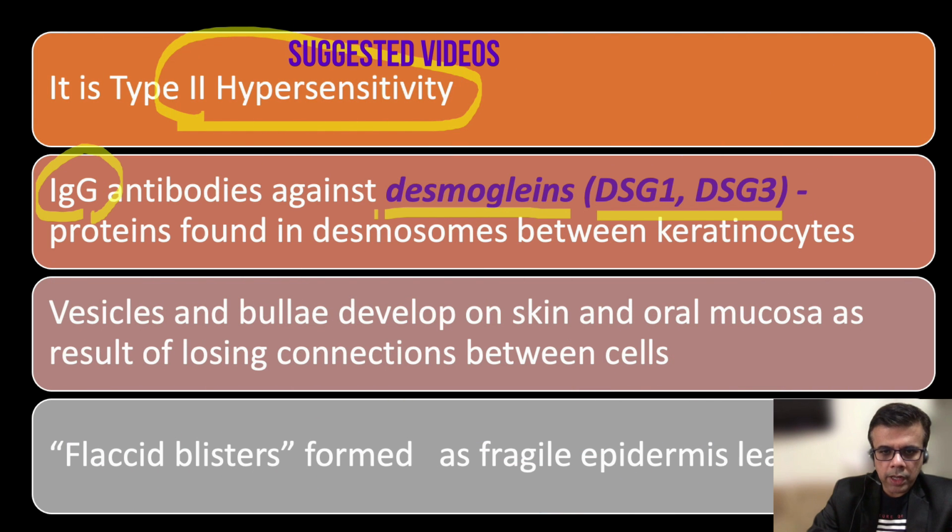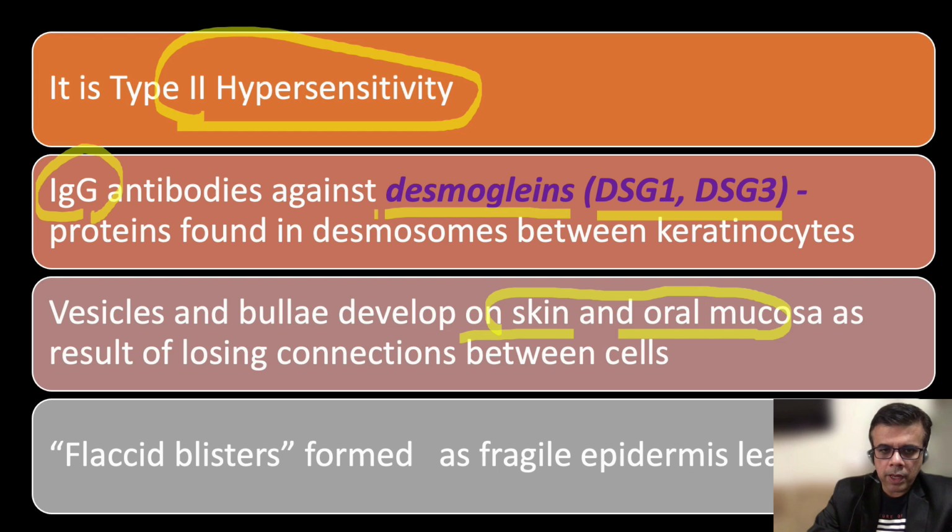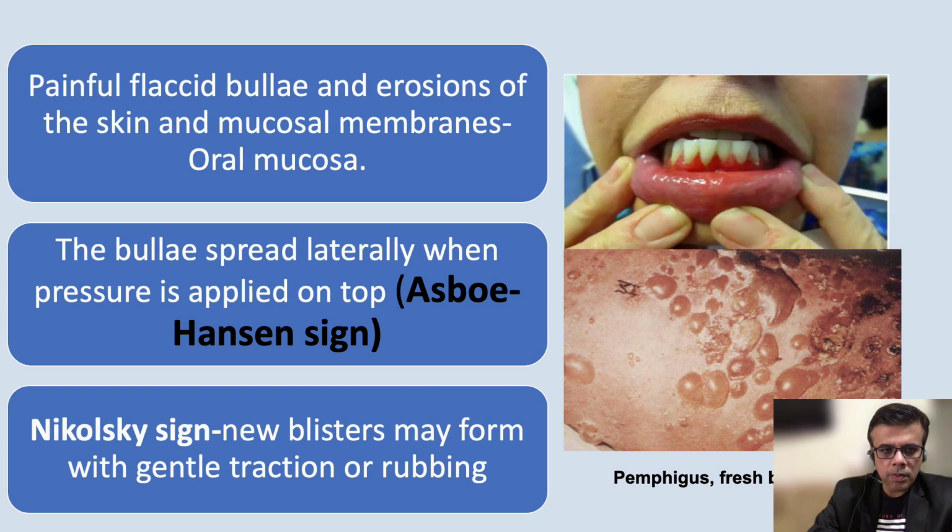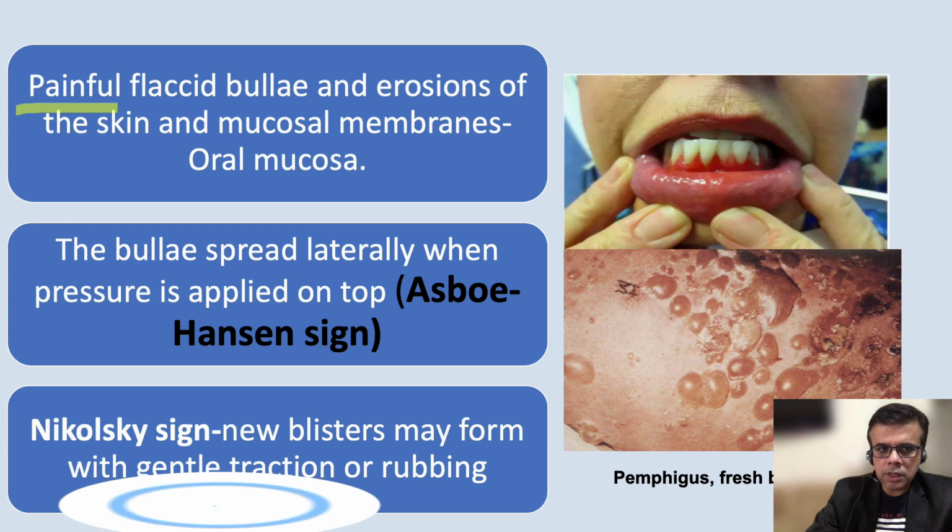Vesicles and bullae develop on skin and oral mucosa. Skin can be involved on any surface or any side of the body. Oral mucosa is more commonly targeted, but virtually any kind of mucosal surface can be targeted. Flaccid bullae are formed, there is a fragile epidermis, and the blister is quite flaccid, loose kind of blisters are seen. The blister is painful, and there are erosions, superficial ulceration of the skin and mucous membrane.